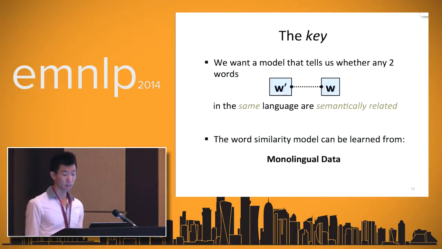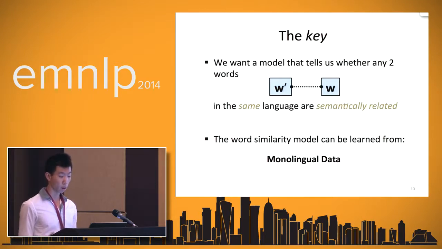So what is left here is really a model that can tell us whether two words, like W prime and W here, are semantically related. And we call this a word similarity model. Please note that we need one model for each of the languages that we're trying to learn. But the good thing is that we can train models separately for each language using only monolingual data, which is available in a much greater amount compared with parallel data.